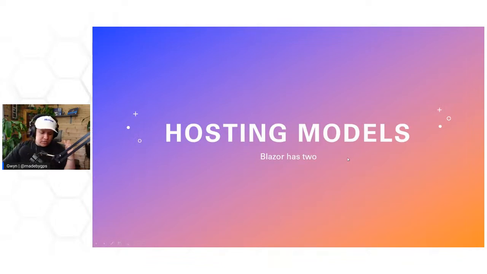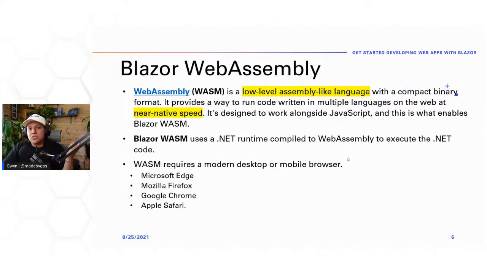Let's talk a little bit about the hosting models. Like I mentioned, we have Blazor WebAssembly and Blazor Server. Blazor WebAssembly is enabled by WebAssembly, or WASM for short. It's a low-level assembly-like language with a compact binary format, and this is what allows it to be pretty fast, near native speed. It is designed to work alongside JavaScript, and this is what Blazor WebAssembly is built upon. Blazor WebAssembly uses WebAssembly to compile your .NET runtime to WebAssembly.